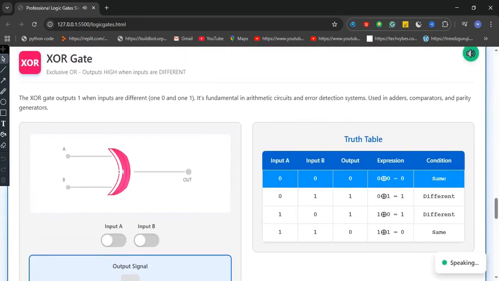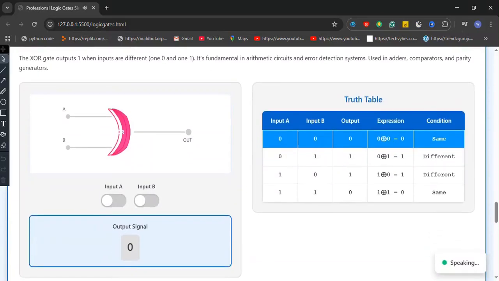XOR gate. The XOR gate, or exclusive OR gate, outputs high or 1 when its inputs are different from each other. It outputs low or 0 when both inputs are the same. The XOR gate follows the rule, output Y equals input A XOR input B in Boolean algebra. This is Y equals A ⊕ B. XOR gates are fundamental in arithmetic circuits and error detection systems.